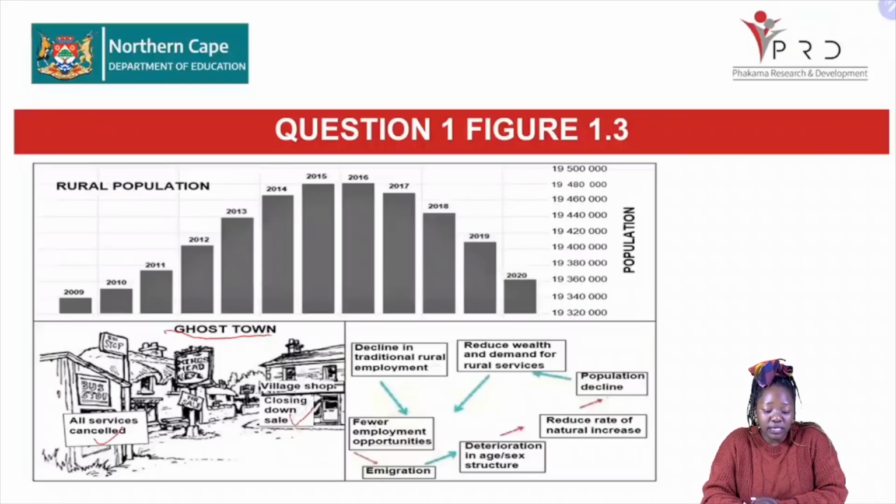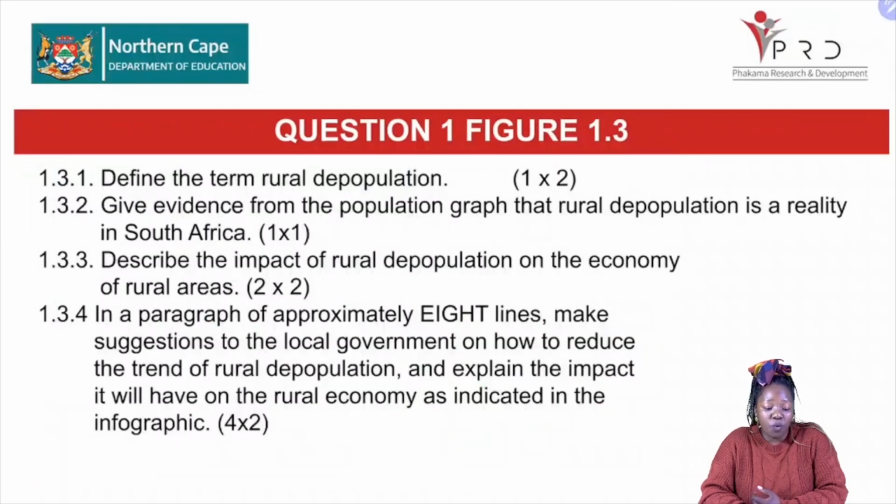Then again, we are still in our infographic: the decline in traditional rural employment, reduced wealth and demand for the rural service, your population decline, your reduced rate of natural increase, and then we're looking at the deterioration in age, few employment opportunities, as well as immigration. So these are the clues that the examiner is trying to give. So let us look at the questions. In our questions, we've got 4 questions, including the paragraph question.